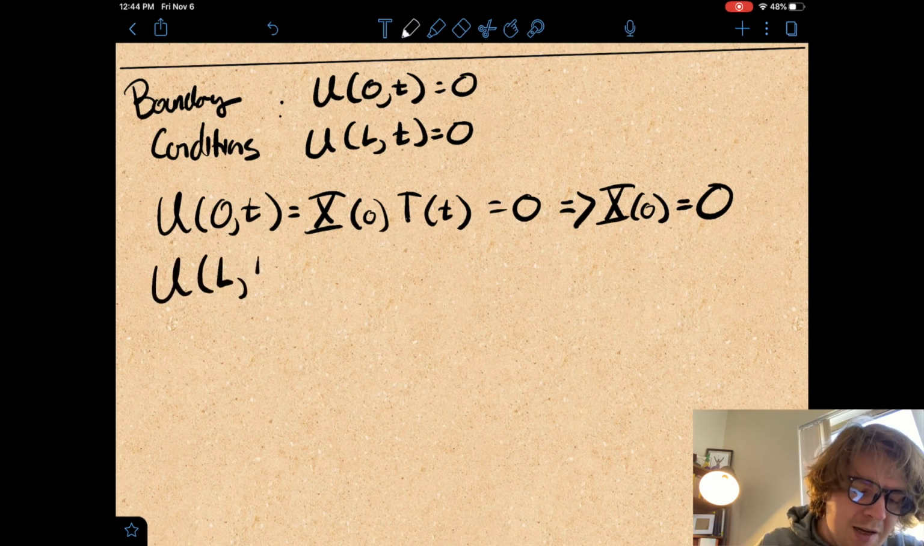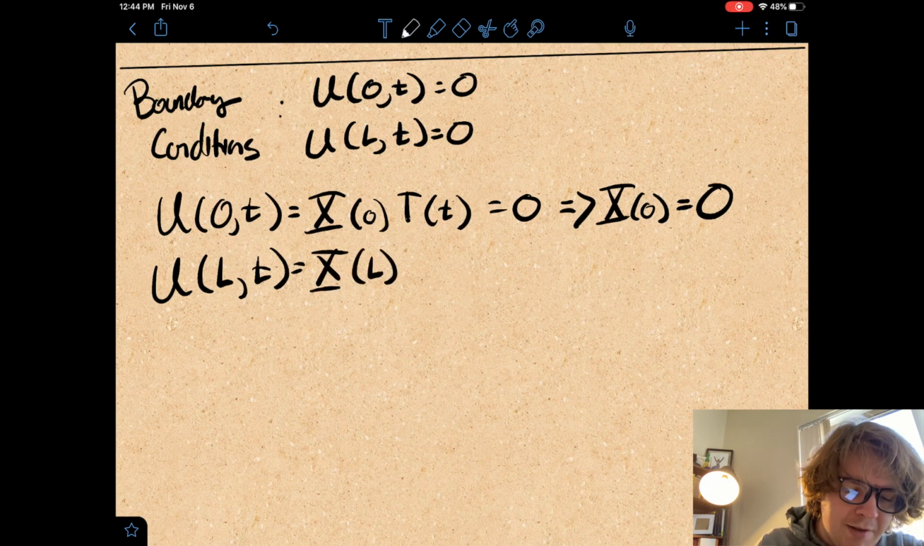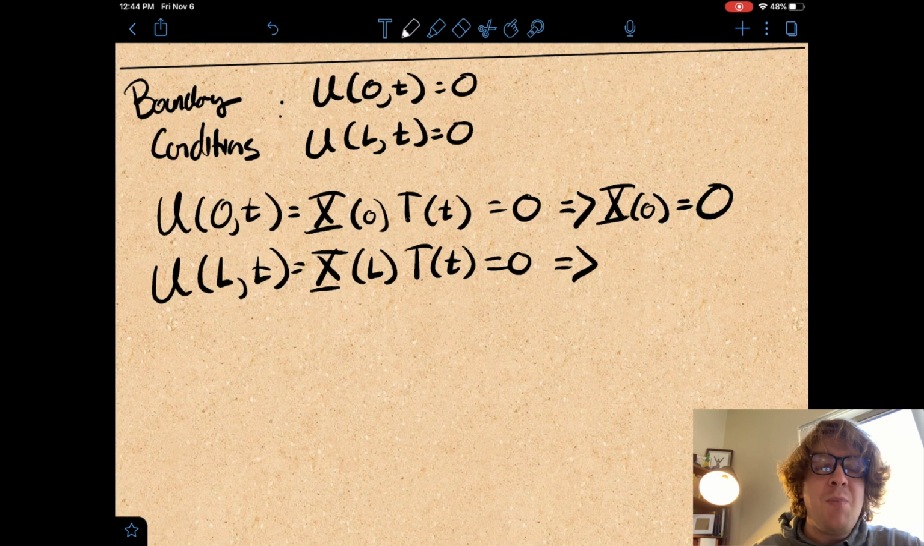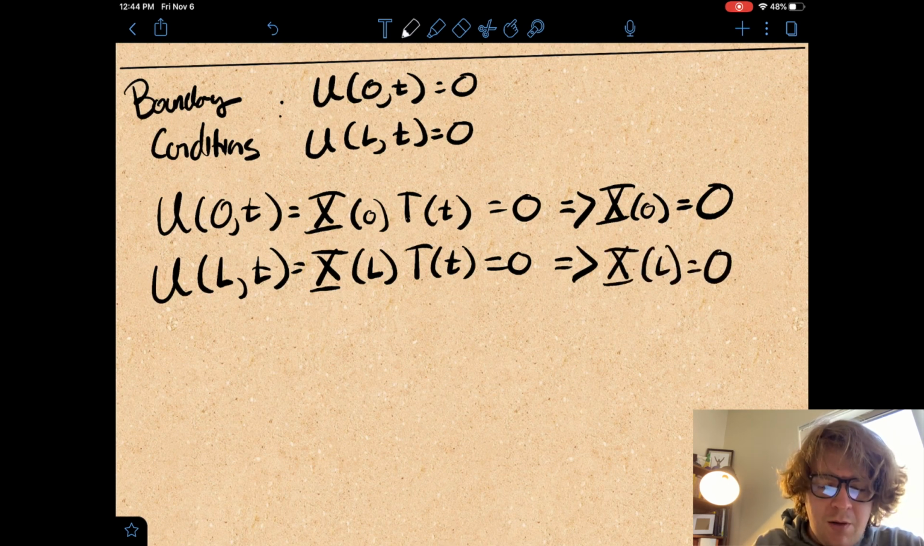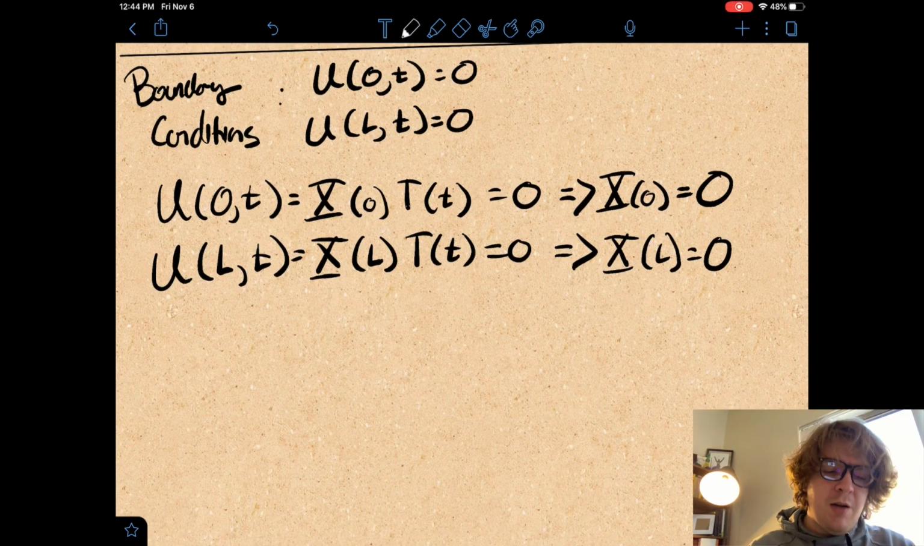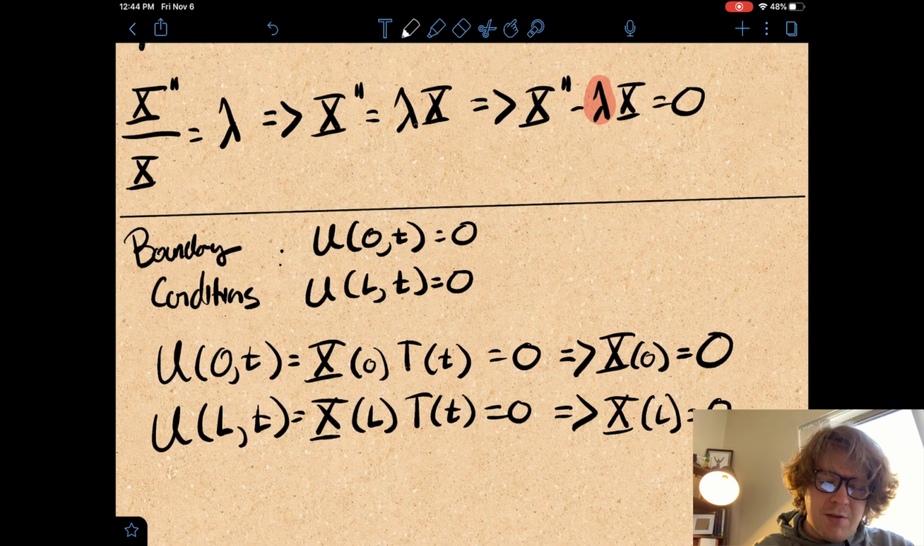And if I look at my second boundary condition, this is going to be X of L times T of t equals 0. Again, I don't want T of t to be equal to 0. That's saying that the T function is going to be 0 for every single point in time. Whereas letting X of L equal 0 says X is going to be 0 just at the right endpoint, and X of 0 equals 0 is saying X is going to be 0 just at the left endpoint. So here we have our two boundary conditions.